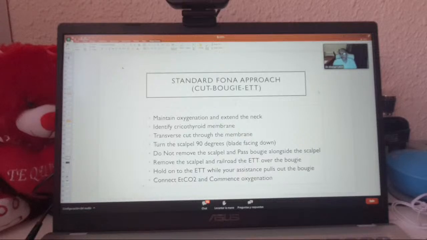ventilate. If you practice this on a mannequin, you will find yourself doing this in about 30 seconds to 1 minute. It's as simple as that. Cut, rotate the blade, bougie next to the blade, blade out, tube in, bougie out. I hope that's okay.